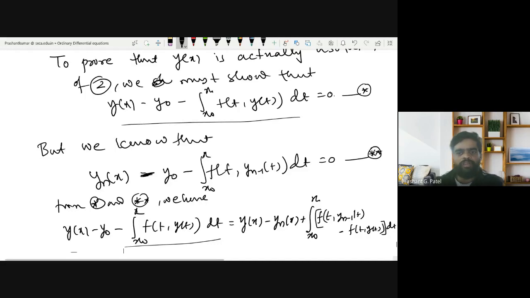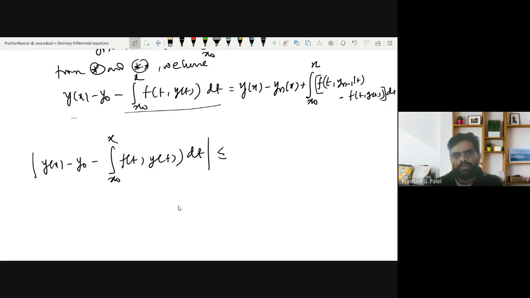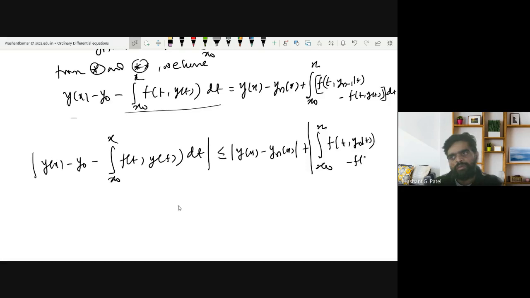Now if I take the modulus on both sides, that is mod of y of x minus y0 minus the integral from x0 to x of f of t comma y of t dt, that is less than or equal to y of x minus yn of x plus, by triangle inequality, the integral from x0 to x of f of t comma yn of t minus f of t comma y of t dt.